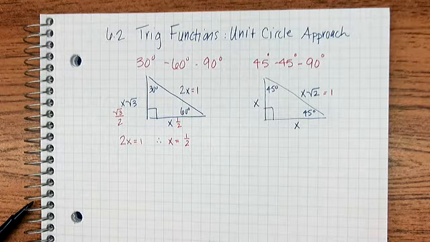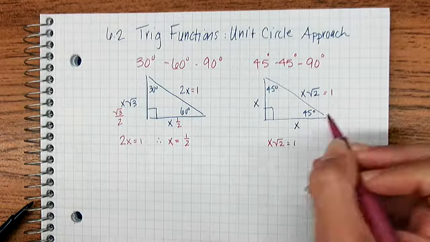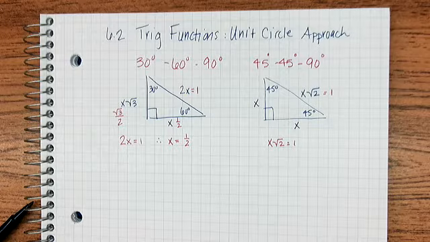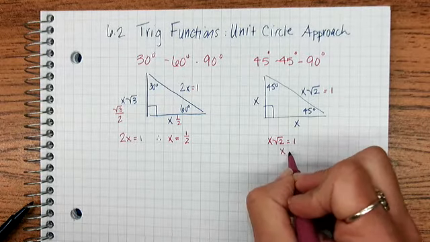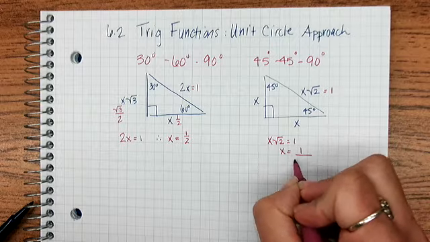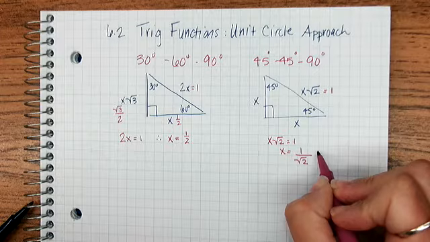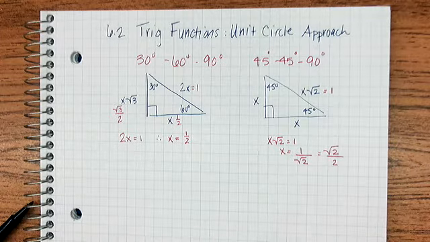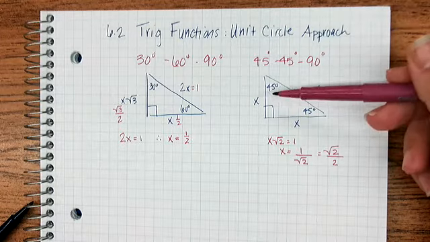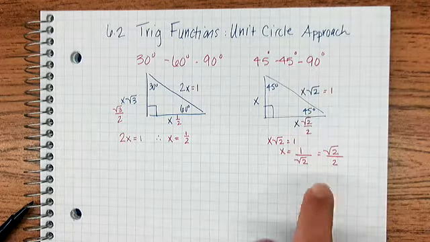In a 45, 45, 90, if I give you the hypotenuse is 1, you can solve for x. It means x root 2 is 1. Divide both sides by root 2, which leaves a radical in the denominator, which of course is not allowed. Rationalize and you get root 2 over 2. So in a 45, 45, 90, if the hypotenuse is 1, then each side is going to be root 2 over 2. We just solved.